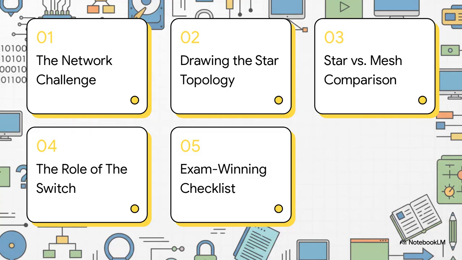So here's the game plan. We're going to start by unpacking the network challenge itself. Then we'll build the perfect answer step by step. We'll draw the diagram, compare star and mesh topologies, and absolutely nail the role of the switch. And stick around, because at the end, I'm going to give you a super useful exam-winning checklist that you can use for pretty much any question.